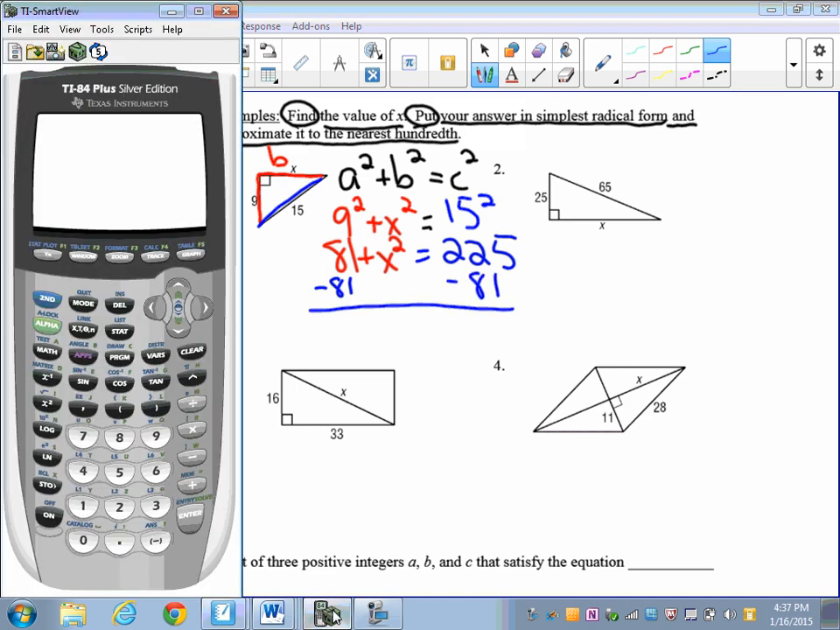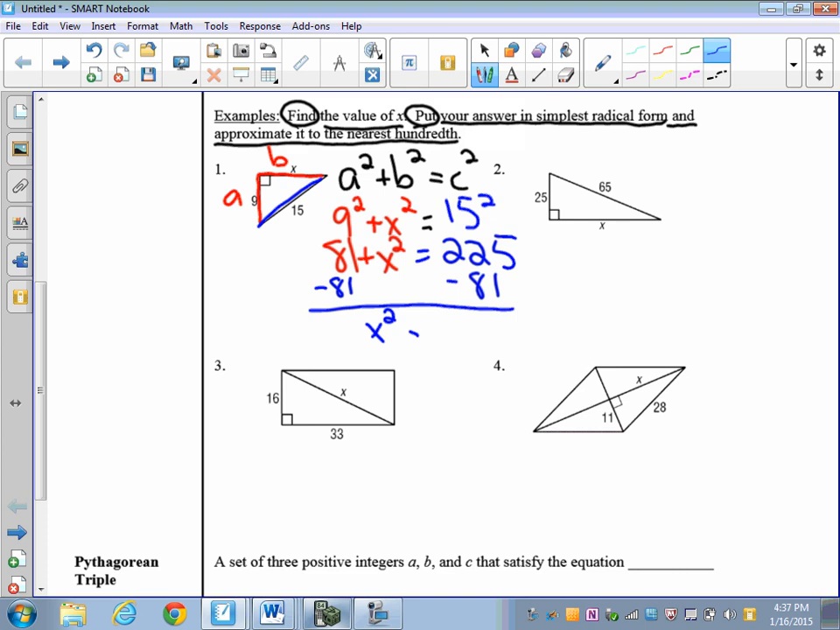It's always a good idea to check your work with the calculator. 225 minus 81 is 144. So we get x squared is equal to 144. And you should remember the inverse of a square is the square root. So x is equal to 12. So that answer is in simplest radical form, and we also approximated it to the nearest hundredth because there's no ongoing decimal.